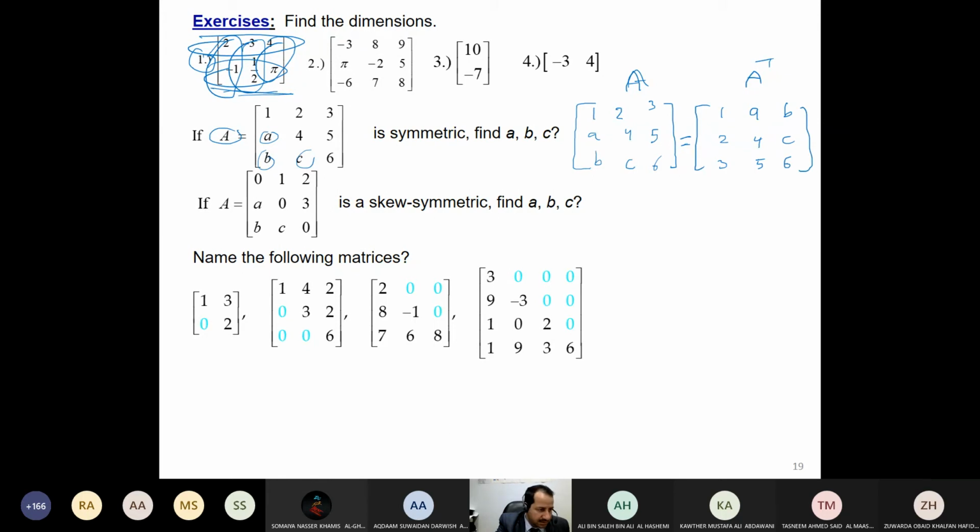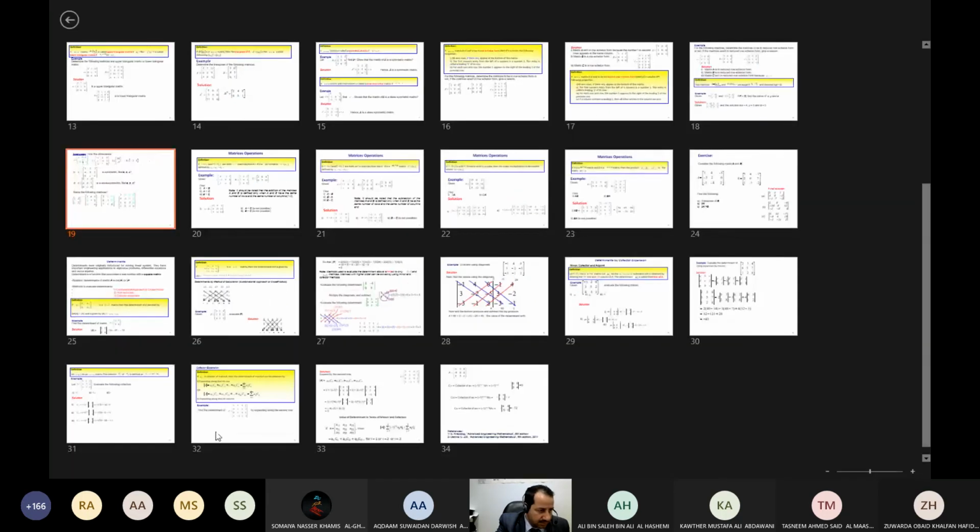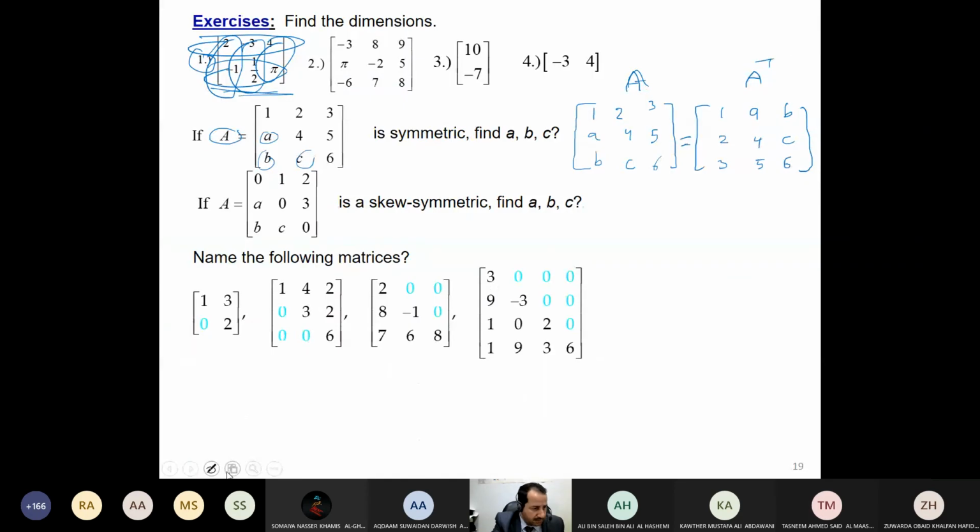Let me change the color. Now we are looking for A, right? A is supposed to be equal to 2 because we say it's equal. We mention equal, it means each element should equal the same element in the other matrix. B should equal 3, C should equal 5, and so on. This is clear? Yes, doctor.